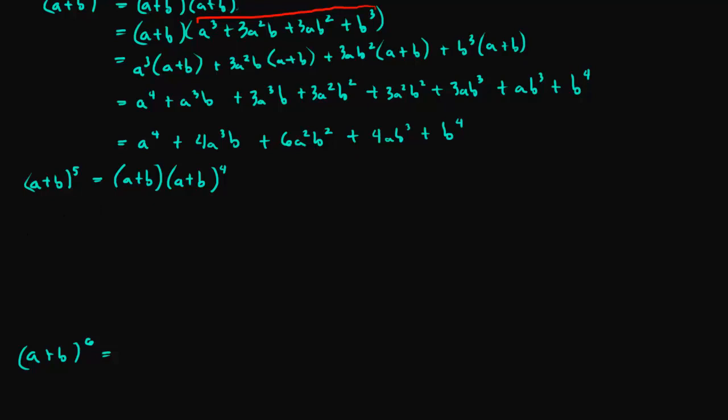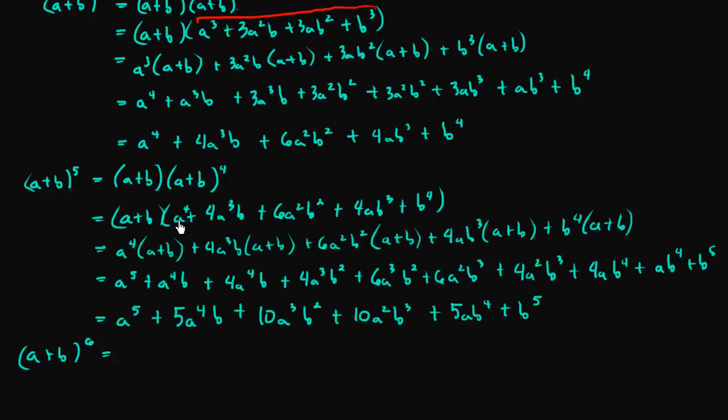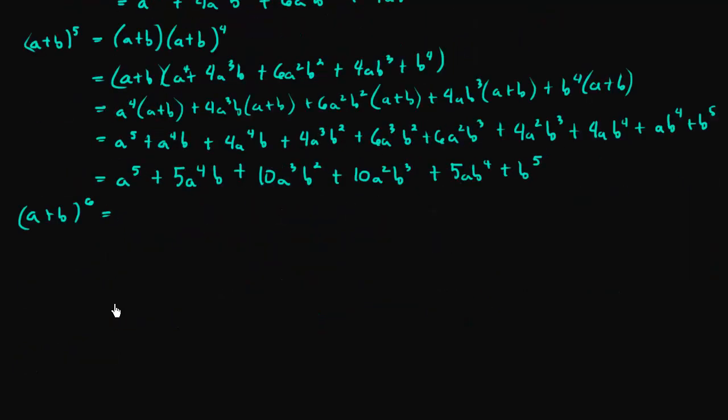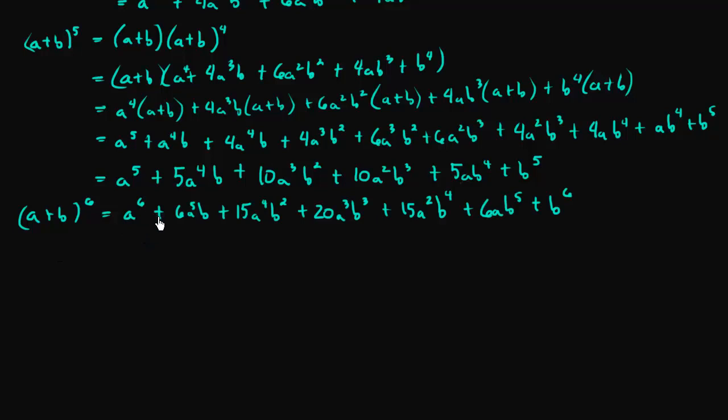Just to save on time, I've already done this. If we distribute a + b into (a + b)^4, we end up getting a^5 + 5a^4b, etc. And then lastly, if we continue with this procedure, we get to expand (a + b)^6. We would just get a^6 + 6a^5b + 15a^4b^2, etc.